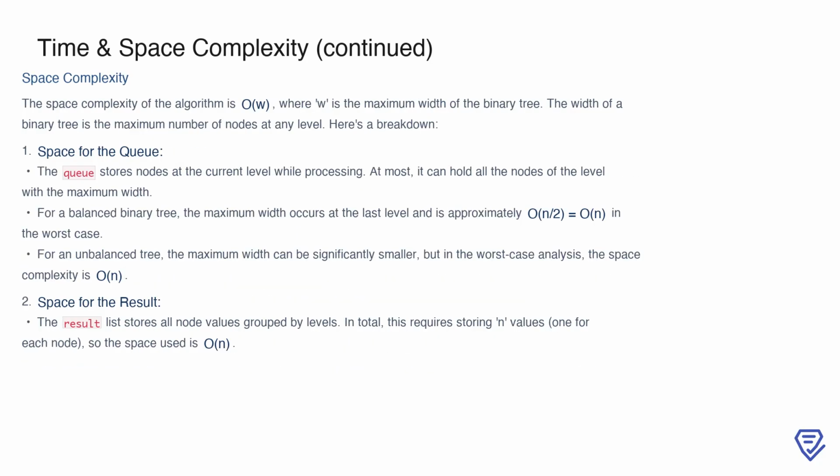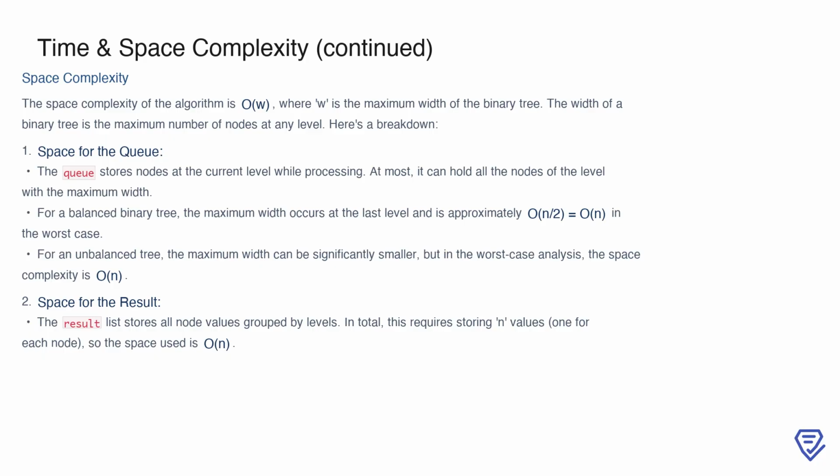The space complexity of this algorithm is O(w), where w is the maximum width of the binary tree, which is the largest number of nodes at any single level. This is primarily driven by the space required for the queue. As the algorithm processes each level, the queue holds all the nodes for the current level, and its size can grow to the maximum width of the tree. For a balanced binary tree, this width is approximately O(n/2), which simplifies to O(n). For an unbalanced tree, the width can be smaller, but in the worst case, the space complexity is still O(n).